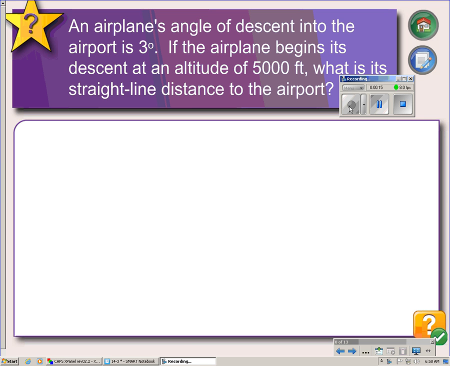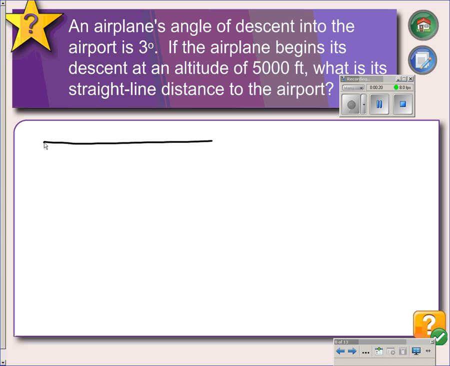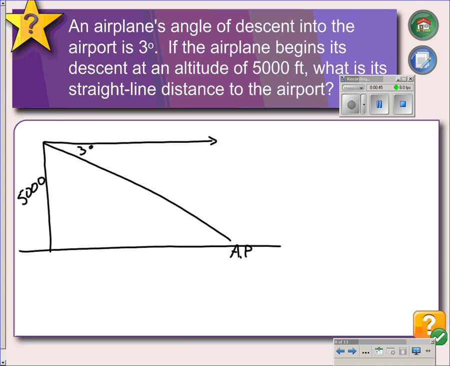It says an airplane's angle of descent into an airport is 3 degrees. So the plane is flying along in this direction, and it's going to descend to the airport. So if this is the airport here, this would be a 3-degree angle of descent. If the plane begins its descent at an altitude of 5,000 feet, so it's 5,000 feet above ground here, we would like to know how far is it in a straight line to the airport. So we're looking for this distance x.